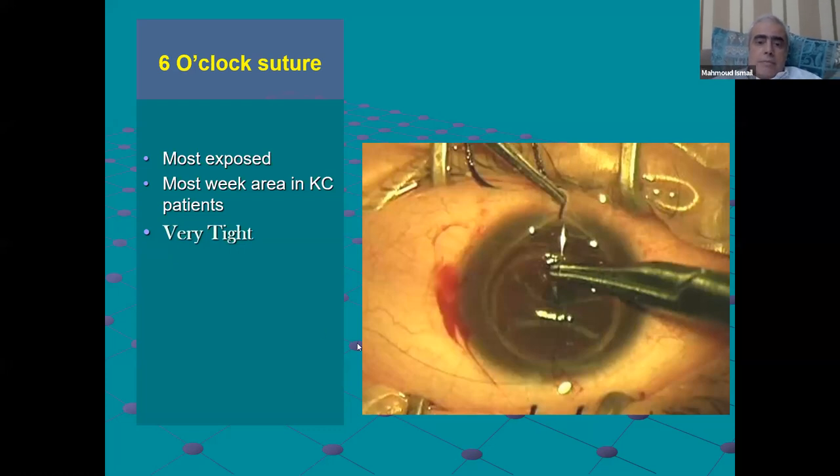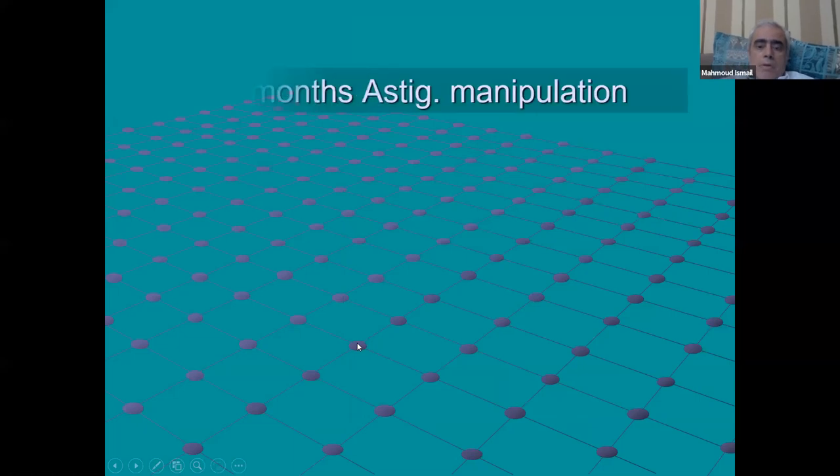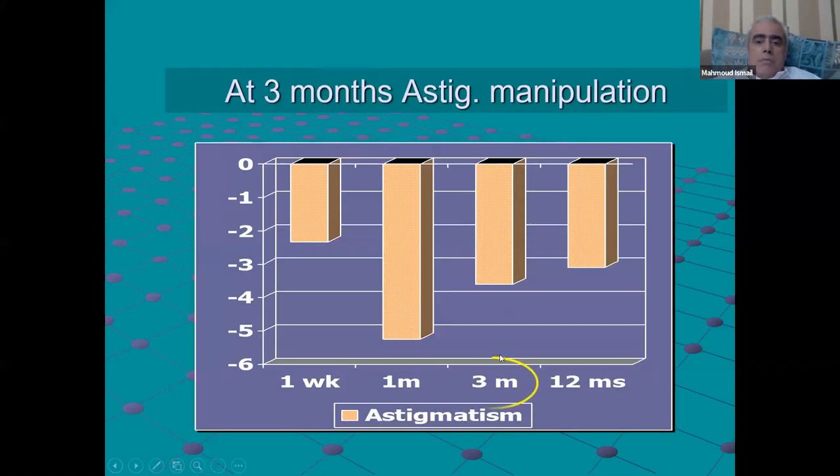Second, you have to mark your calendar about the 3 months post-op. This is the most important date for manipulating the patient's astigmatism. If you manipulate the wound before the 3 months, you have an irregular cornea. This is not stable yet. And if you wait too long, you probably won't be able to change anything in the astigmatic portion of the patient. So suture manipulation should be done around the 3 months period.